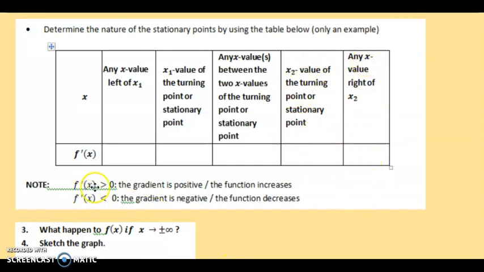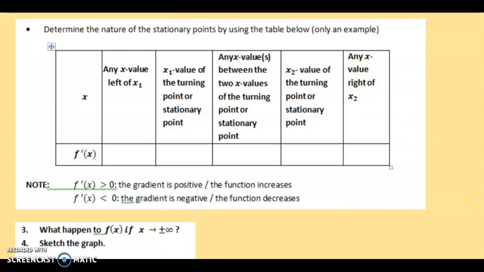Now, if the derivative of the function is greater than 0, meaning 1, 2, 3, or any positive value, the gradient is positive. It means the function is increasing. And when we say the function is increasing, it means from left to right, what is happening to the function? The function is increasing. If the derivative of the function is less than 0, meaning negative, then it means the function is decreasing from left to right.